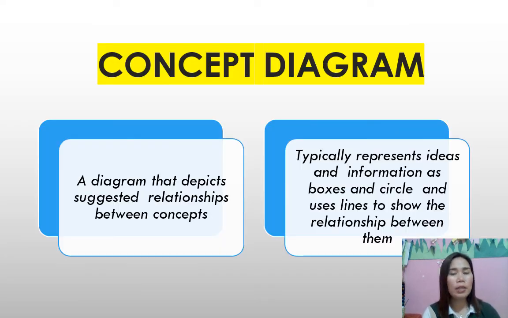Next, we have the concept diagram. So it is a diagram that depicts suggested relationships between concepts. So typically, it represents ideas and information as boxes and circles and uses lines to show the relationship between them. So when you draw a concept map, you are actually creating a visual image of that subject, okay? That is concept diagram.